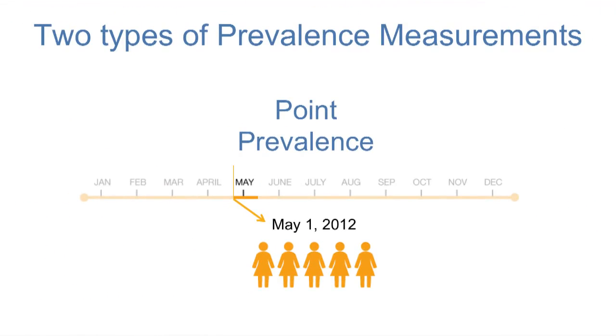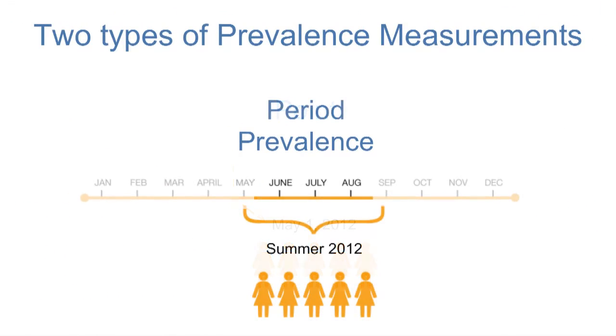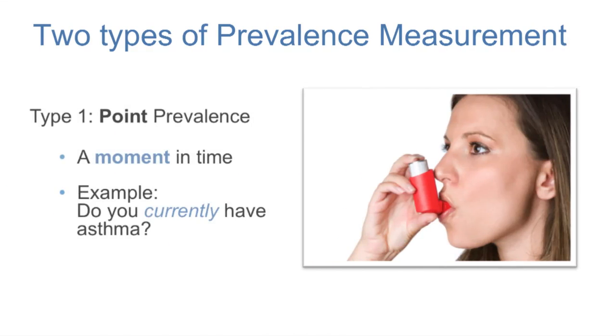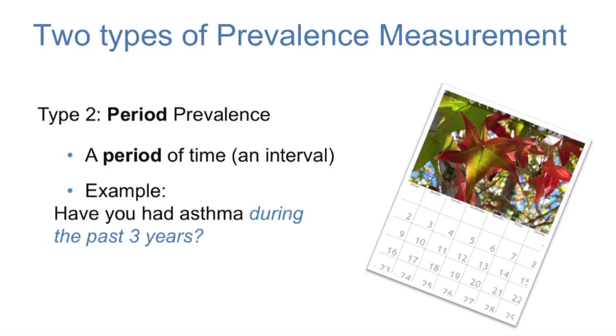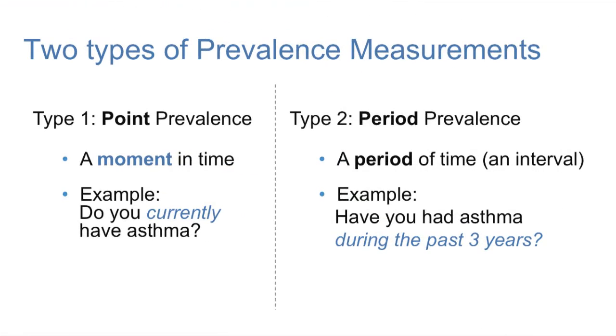Point prevalence is the prevalence at one point in time. Period prevalence is the number of people with a health outcome over a specified period of time, divided by the number of people in the population during that time period. In this example, it's the summer of 2012. An example of point prevalence is, do you currently have asthma? In contrast, a period prevalence example would be, have you had asthma during the past 3 years? The time period is the past 3 years. So you can see here the only difference between point and period prevalence is the time period specified.